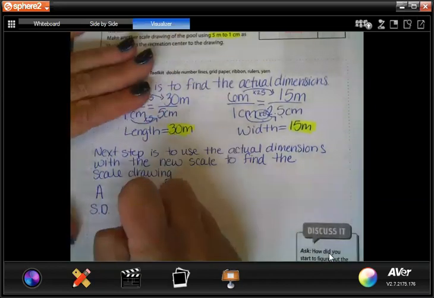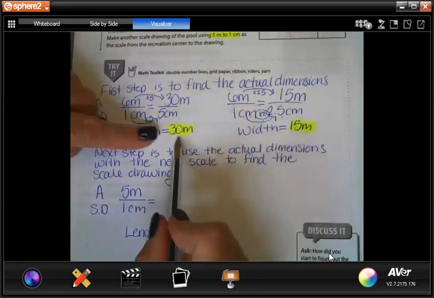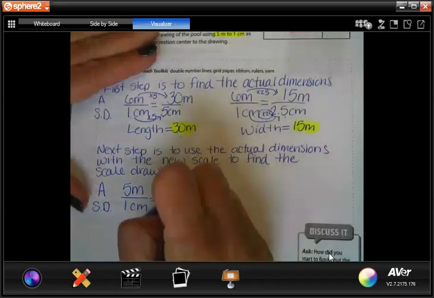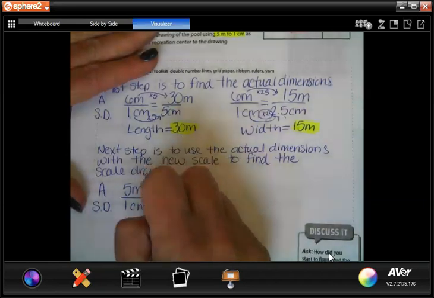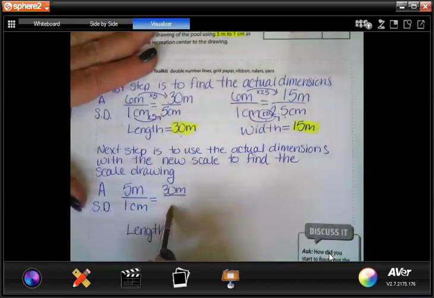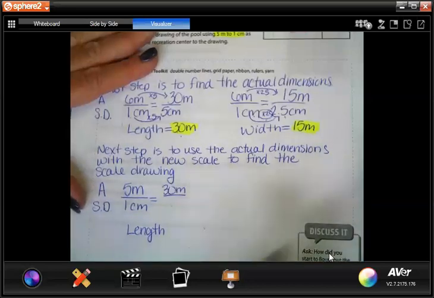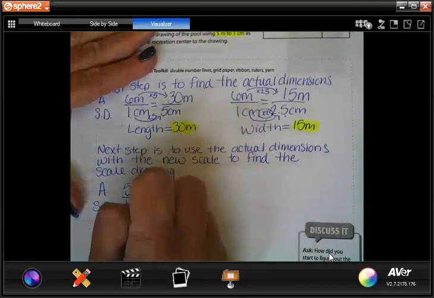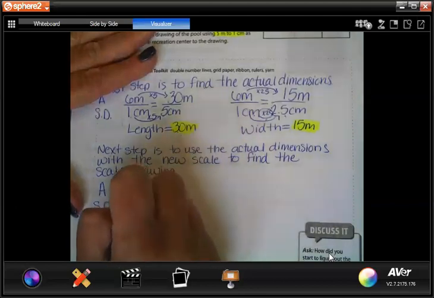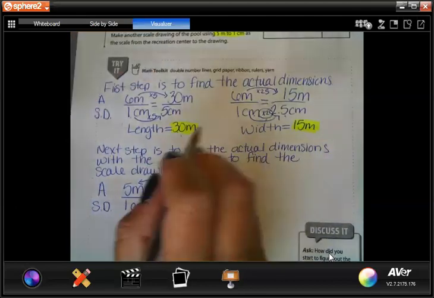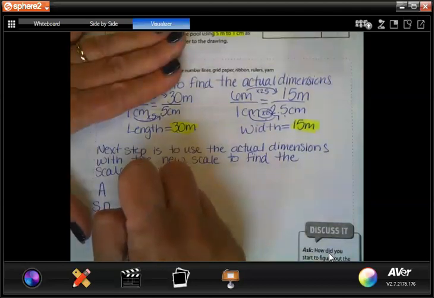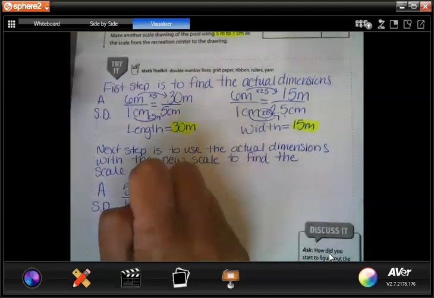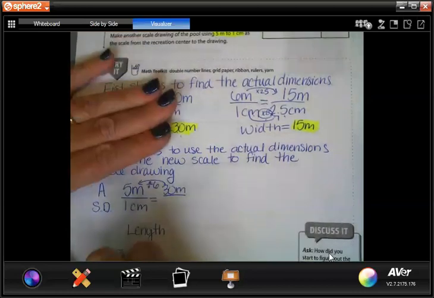The actual length is 30 meters. We're trying to find out what it would be on our new scale drawing. So remember what we did. We need to find out, what do you do to 30 to get it to 5? So we're going to divide 30 by 5, and we get 6. So 30 divided by 5 is 6.